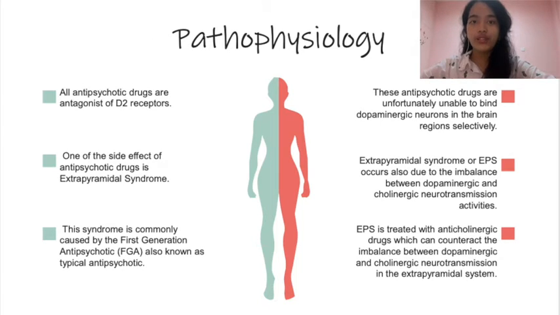These antipsychotic drugs are unfortunately unable to bind dopaminergic neurons in the brain region selectively. Extrapyramidal syndrome, or EPS, also occurs due to the imbalance between dopaminergic and cholinergic neurotransmission activity. So there's a predominance of cholinergic activity over dopaminergic activity, which is caused by inhibition of D2 receptors in the nigrostriatal pathway. EPS is treated with anticholinergic drugs, which can counteract the imbalance between dopaminergic and cholinergic neurotransmission in the extrapyramidal system.